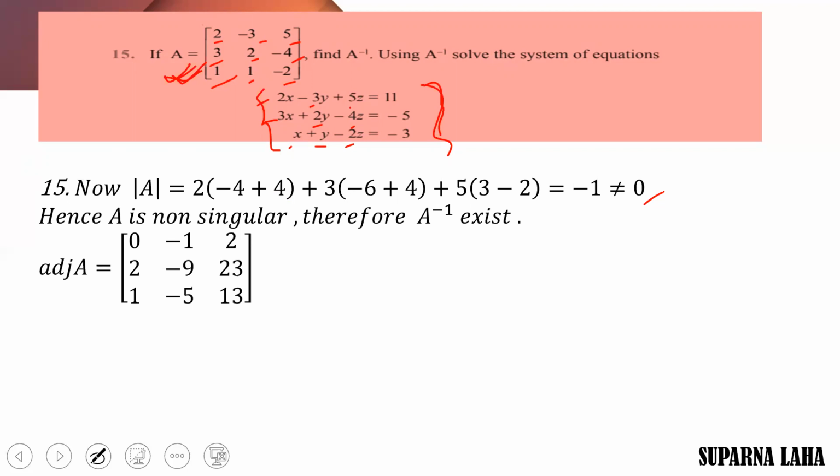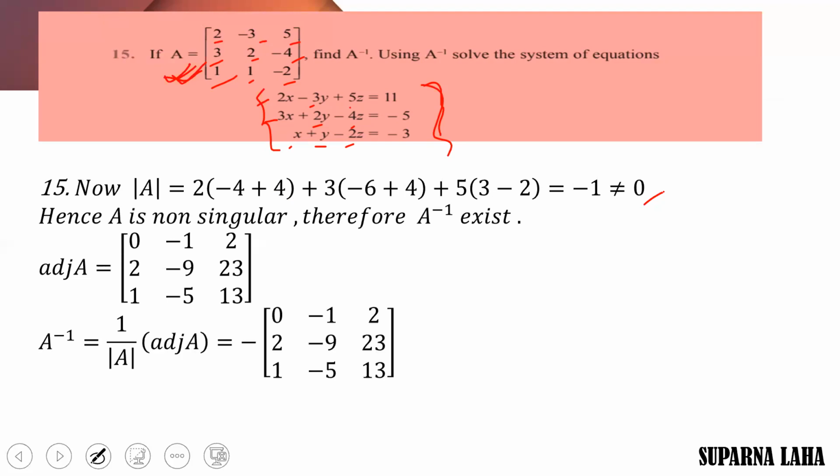Okay, so moving to the next part, that is the inverse, that is 1 upon determinant A into adjoint A. So determinant A is minus 1. So just take this minus inside of this matrix. So it will be 0, 1, minus 2, 9, 20, minus 23, minus 1, 5, minus 13.